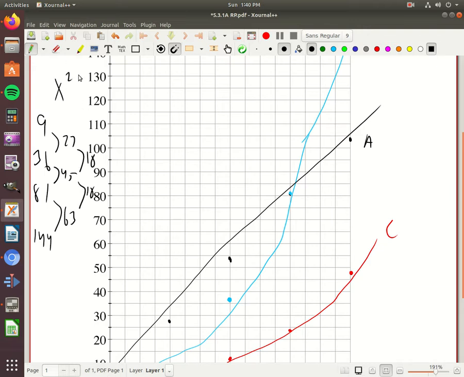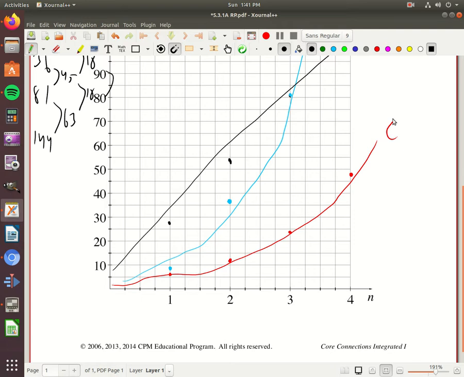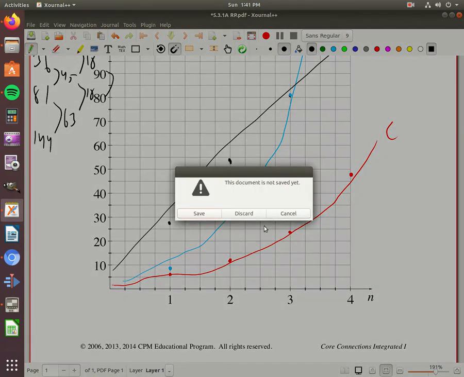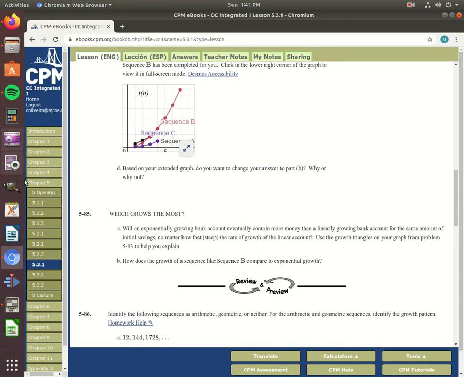That means that we have a square. That means it's something to the second power, if it's equal on the second level. If it was equal on the third level, it would have been a cube, which is kind of interesting. Anyway, C looks like it's doubling each time, so that is how that one changes. So just kind of running through there.